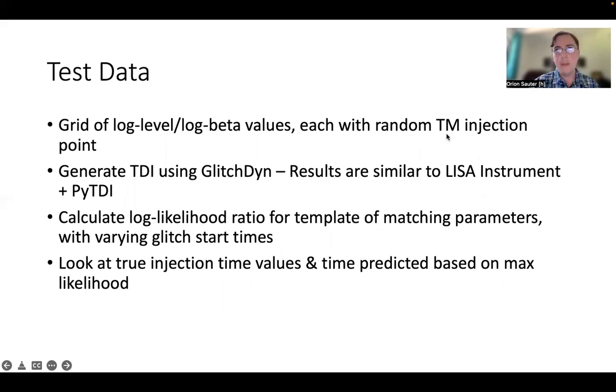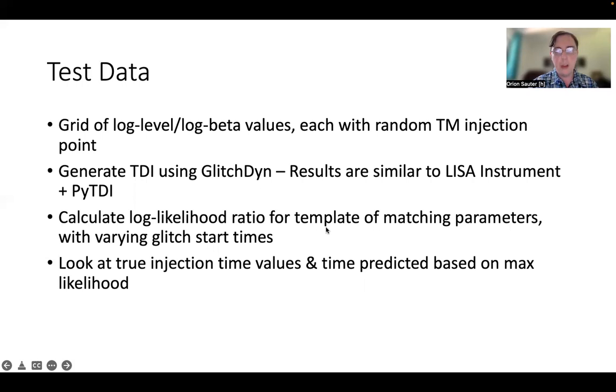So there are the 6 test masses, so we just choose one at random to inject the glitch on. And then we generate the TDI using glitchdin. And the results that we get have been checked against LISA instrument and Pi TDI without the dynamics, and they are consistent. So then we calculate the log likelihood ratio for the template of matching parameters.